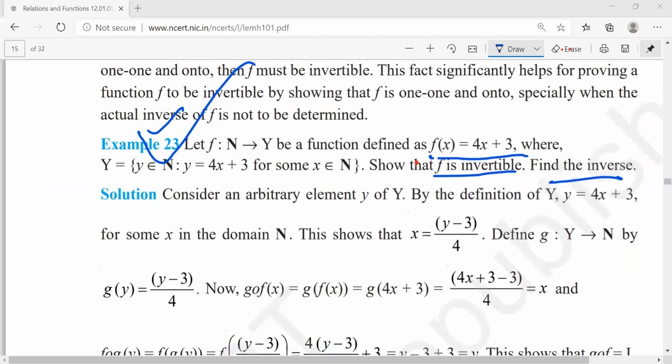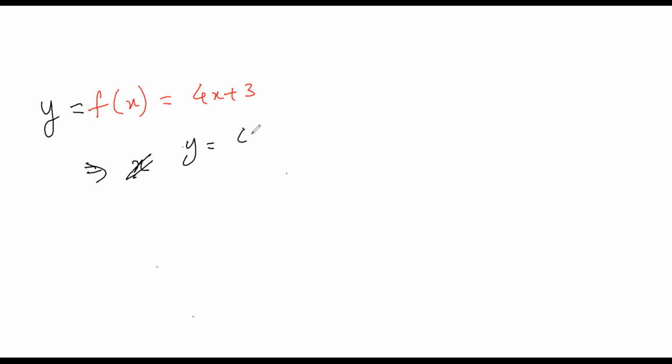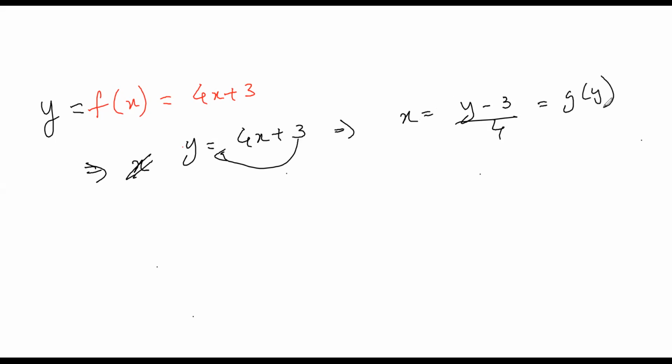I'll write it on the whiteboard. F of x is equal to 4x plus 3. Fine. I am assigning a value y. Y is equal to f of x is equal to 4x plus 3. This implies, what is my x value from this? If I write y is equal to 4x plus 3, this implies, what is my x in this? Y minus 3 by 4, just taking this 3 to this side. Y minus 3 by 4. This value will be my g of y, or this x will be my g of y respectively.